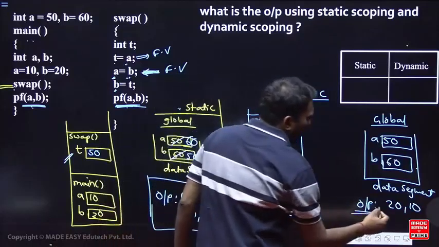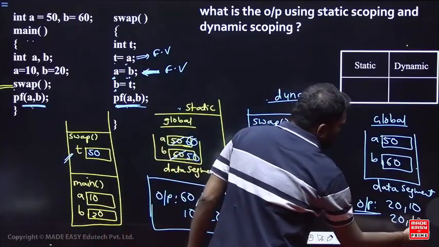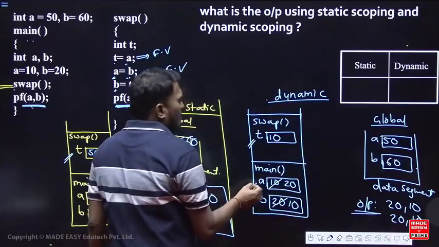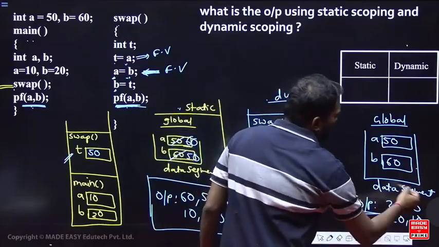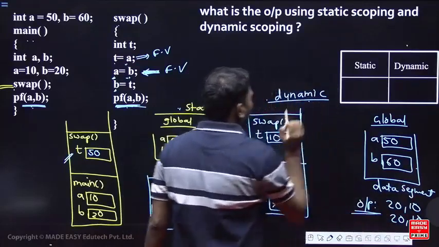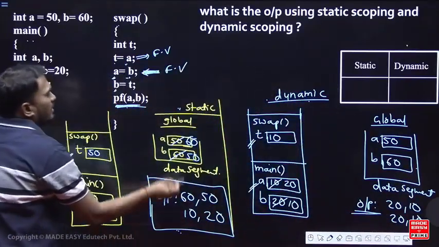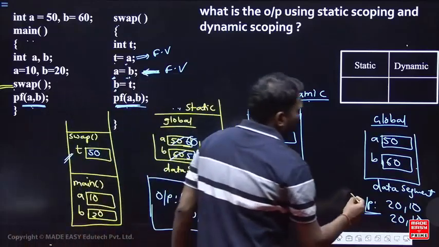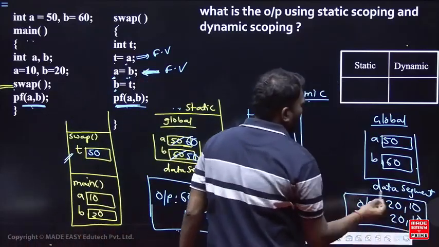So what is the output? Okay, local. A value 20, b value 10. So this is 20 and 10. So this is the output if I follow dynamic scoping. And this is the output if I follow static scoping. So please copy that carefully.